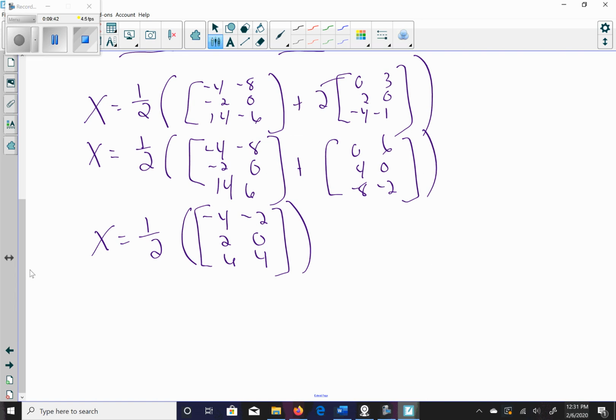And the last thing I have to do to solve for matrix X is multiply by the scalar of 1/2. And we'll multiply every single element inside this matrix by 1/2 or divide by 2. I'm going to get -2, -1, 1, 0, 3, and 2. So that is the answer. I've solved for matrix X.